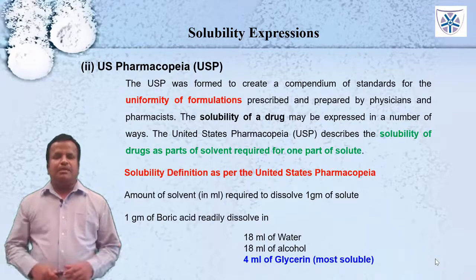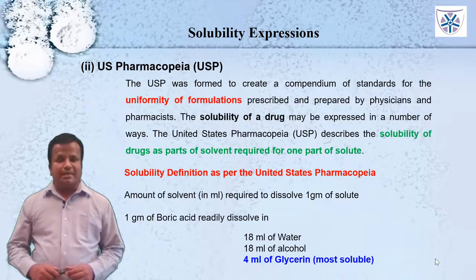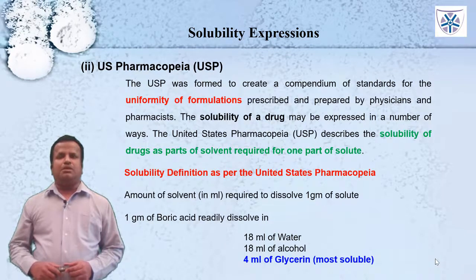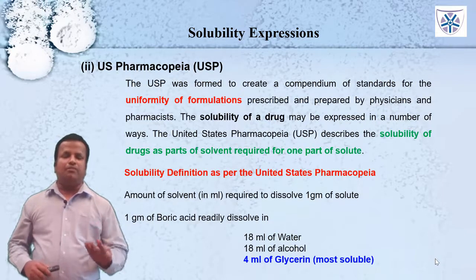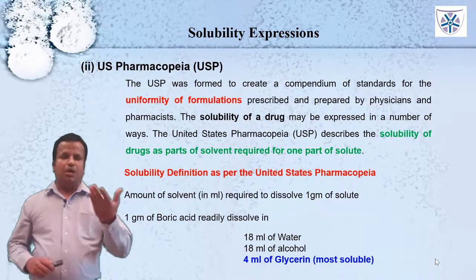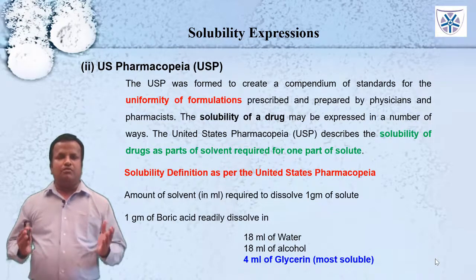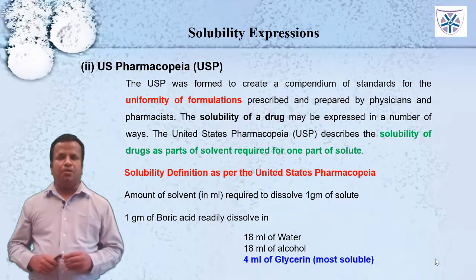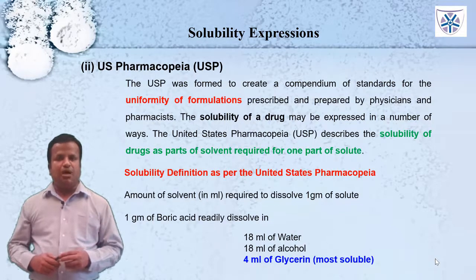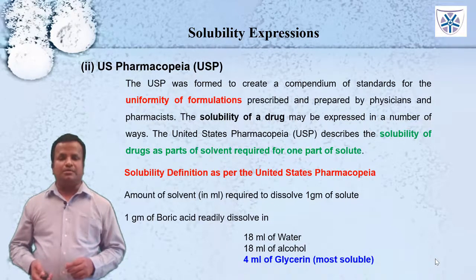For example, here I want to dissolve 1 gram of boric acid. For this particular boric acid, 4 ml of glycerin is required, as compared to water and alcohol, which are not that suitable. But if you use this 4 ml of glycerin, then you can easily dissolve the 1 gram of boric acid. Okay.